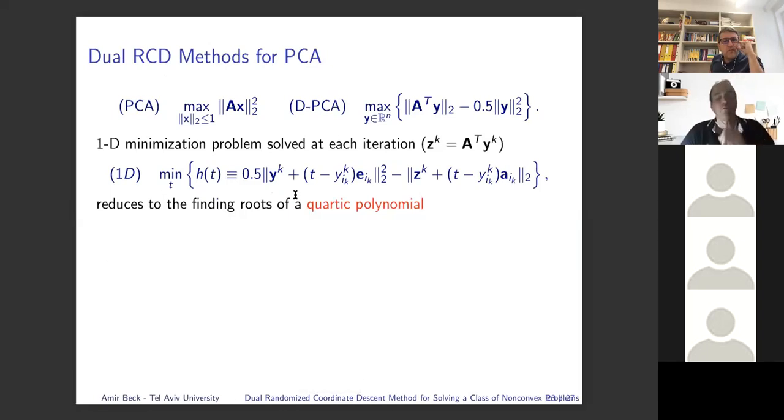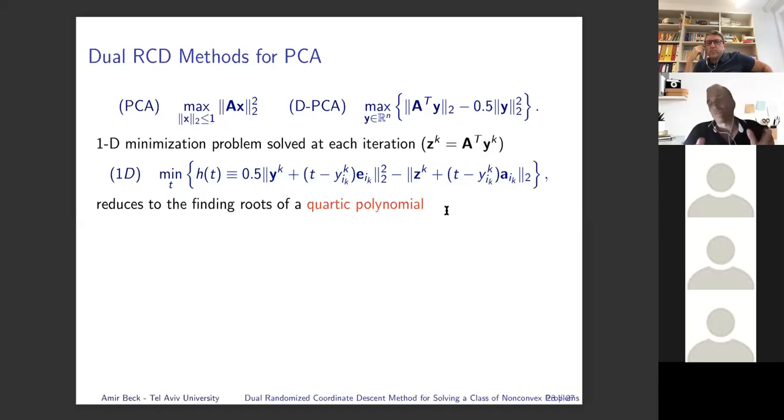Let's look at how the dual RCD method looks for the different PCA models. So let's start with the standard PCA. This was the objective function. This is the dual function. The main task here is to perform the 1D minimization problem. So how does this 1D minimization problem look? It looks like this 1D problem.